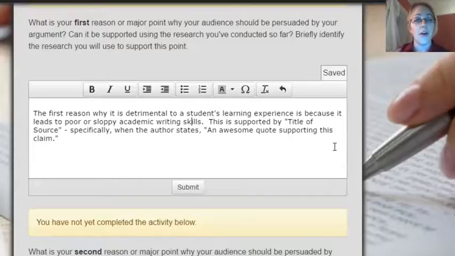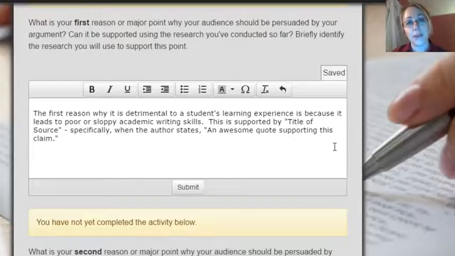The next set of questions focus on the key and major points that our audience should be aware of in order to be persuaded to your argument. They're those key ideas, those key points that you're going to use to support your main argument. And we've been working with this a little bit in the papers that we've been writing up until this point. So for my first reason why my audience should be persuaded, what I'm going to tell them is that the first reason why text lingo is detrimental to a student's learning experience is because it leads to poor or sloppy academic writing skills.